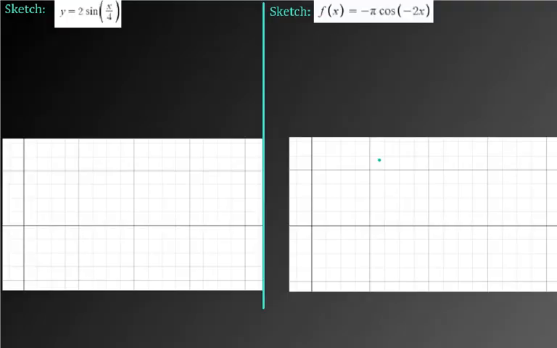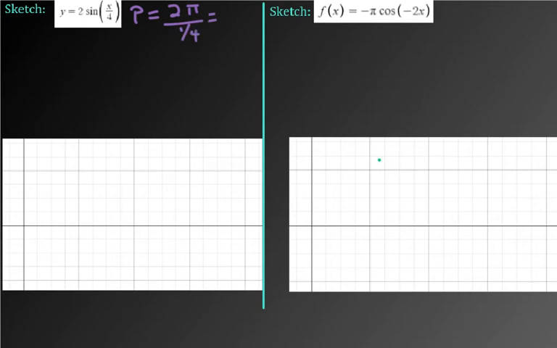So let's do a few examples. This first one is just 2 sine of x over 4. And personally, the thing I like to do first is find the period, because that's going to dictate how I mark off my graph. So I'm just going to do 2 pi over b. b is a quarter, right?